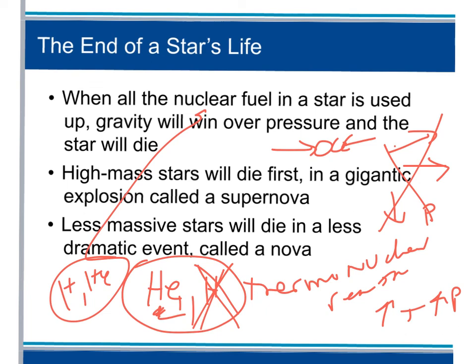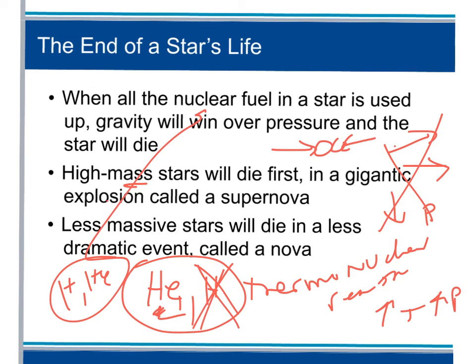When the outward pressure is gone, gravity's pull inward wins, and instead of contracting, it implodes. We call it an explosion here, but gravity wins, and we see these high mass stars die first in a gigantic explosion, a supernova. When everything starts pulling inward, it implodes, and it gives off a whole lot of material. If you look at page 262 of your textbook, that colorful image in the center is the result of the death of a star.